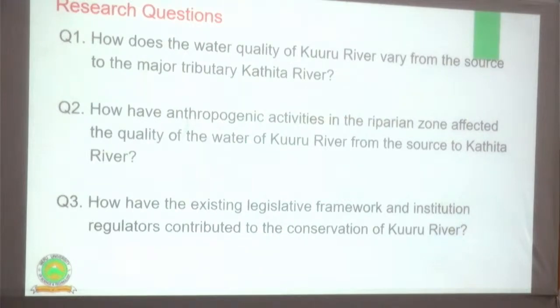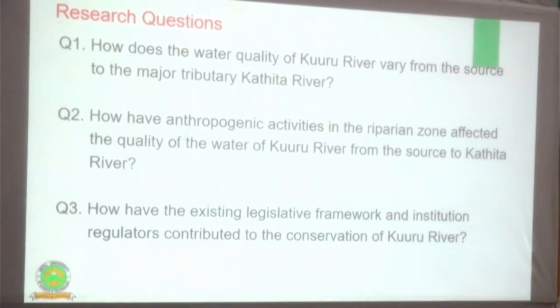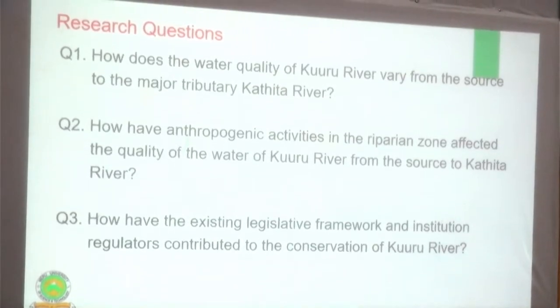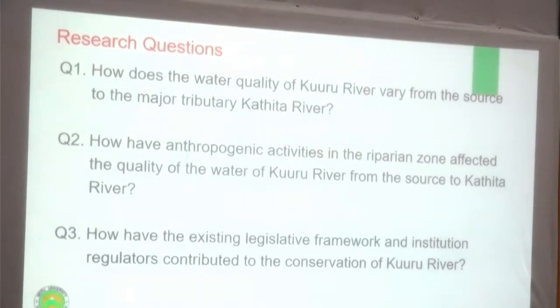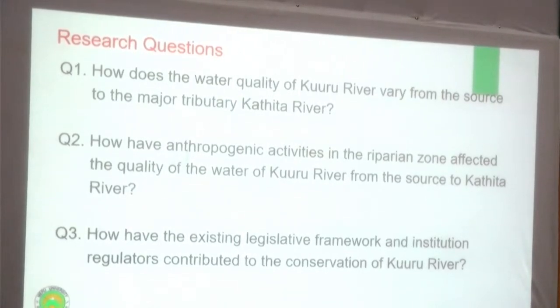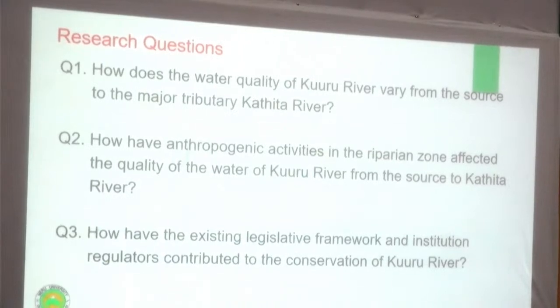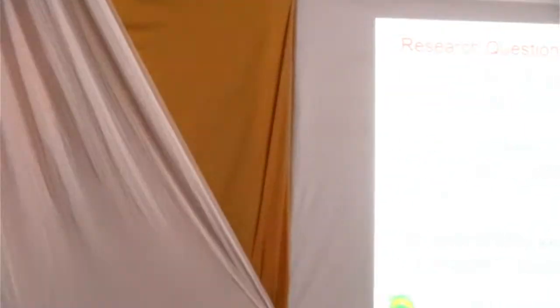Research questions: how does the water quality of Kuru River vary from the source to the major tributary, that is Kadita River? The source of Kuru is just behind the university, in the Loimenti forest that we are able to see in the morning. The second question: how have anthropogenic activities in the riparian zone affected the quality of the water of Kuru River from the source to Kadita? And the third: how have the existing legislative framework and institutional regulators contributed to the conservation of the river?